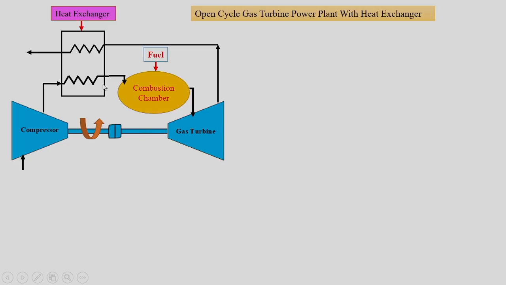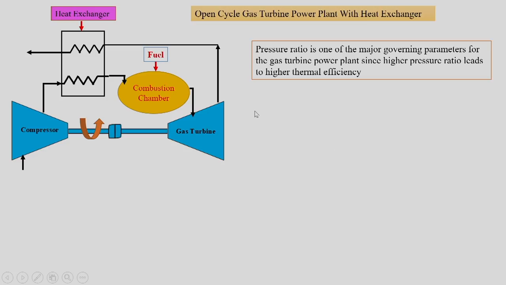So, what we achieve practically here is that we would need less fuel, since the temperature of the gas supplied to the combustion chamber will be partially raised by the heat exchanger. The heat exchanger's job in this context is to raise the temperature of the gas which is supplied to the combustion chamber. And then we have higher efficiency in the presence of a heat exchanger attached to a gas turbine power plant. We are going to revisit this when we come to the thermodynamic cycles.